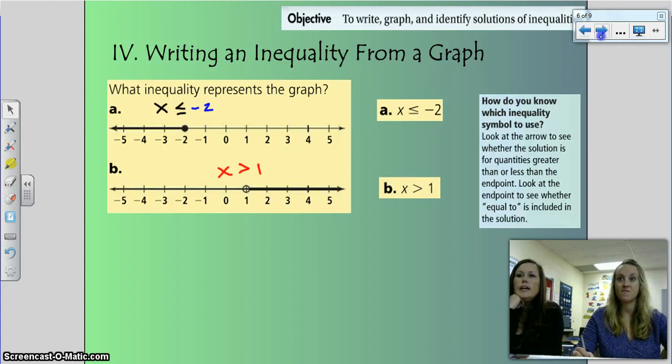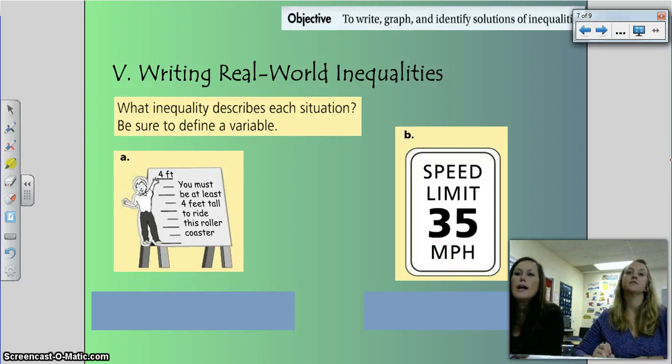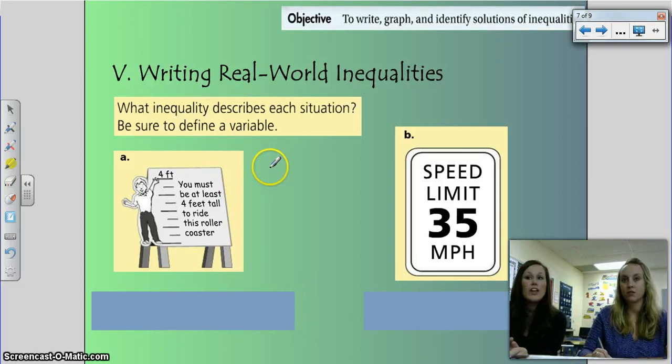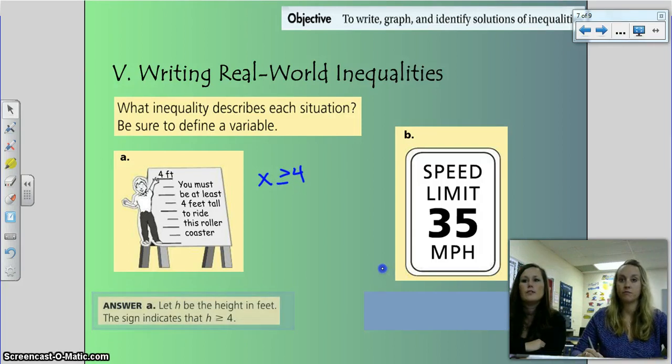Very good. Okay, real world problems. We have to read. Number A: You must be at least 4 feet tall to ride this roller coaster. So what do we do here? You must be greater than or equal to 4. You can be 4 feet, and you've got to be bigger than 4. Bigger or equal to 4. Let h be, H for height.